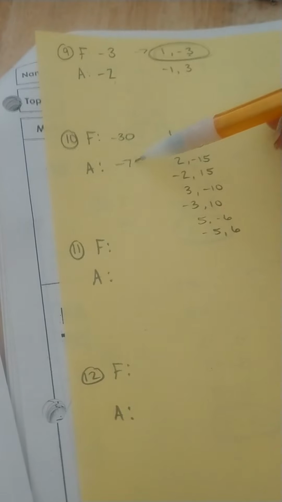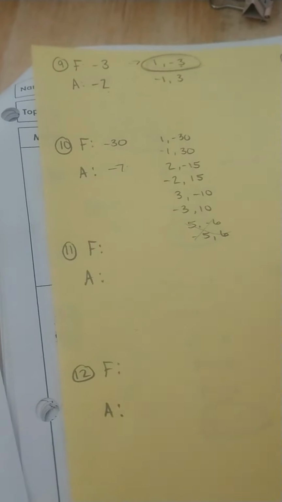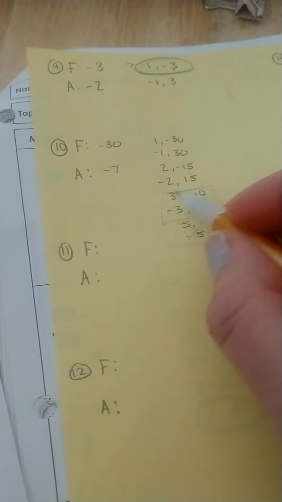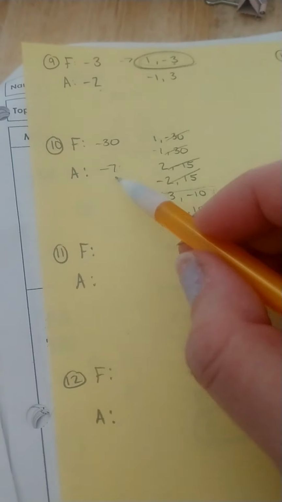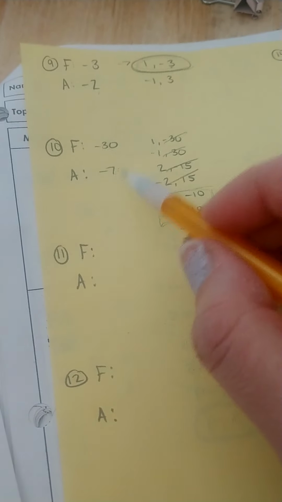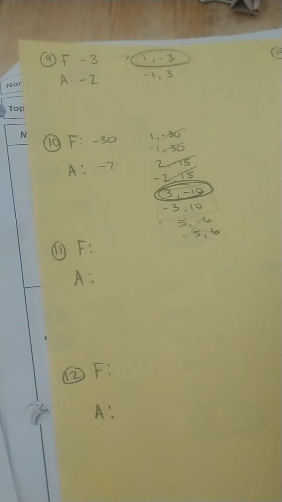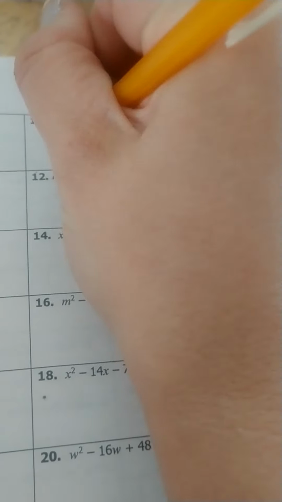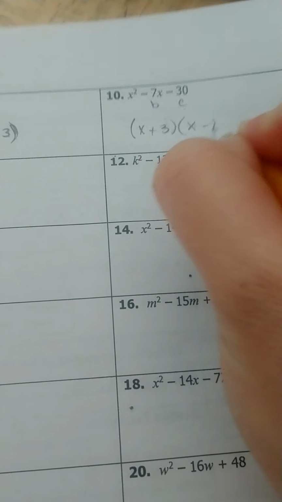So I wanted -7. And really, I didn't even need to list these two because I know it's either going to be 3 and a -10 or -3 and a +10. It's going to be in this box. So that's not it, that's not it, that's not it. Which of these, when I add them together, gives me a -7? No, it's this one. It's +3 minus 10. So my factors are going to be x plus 3, x minus 10.